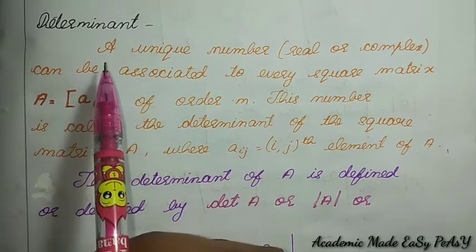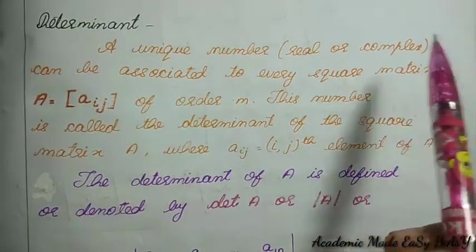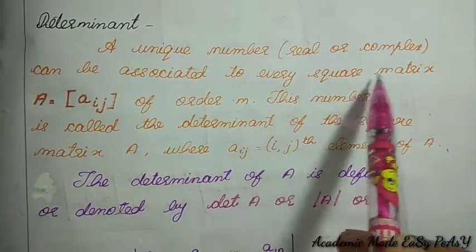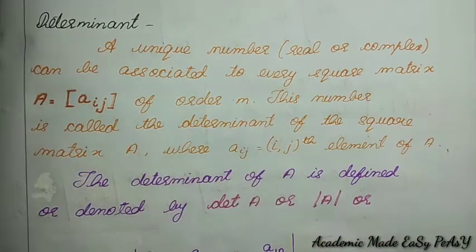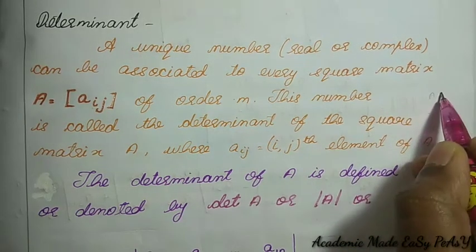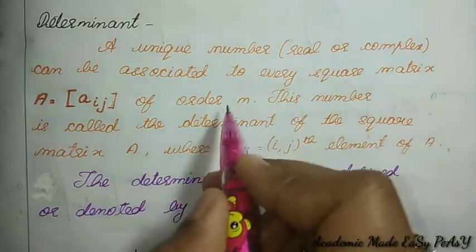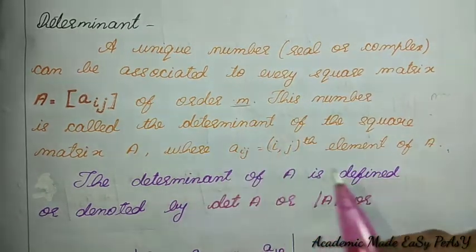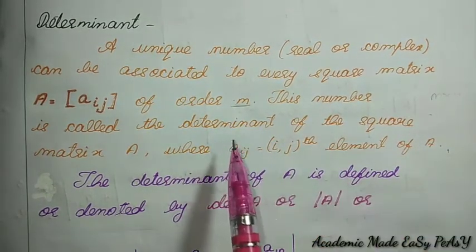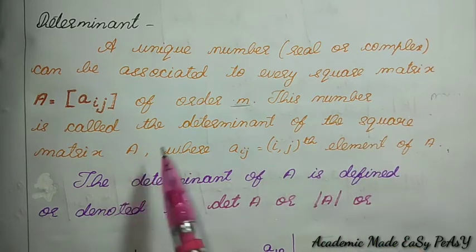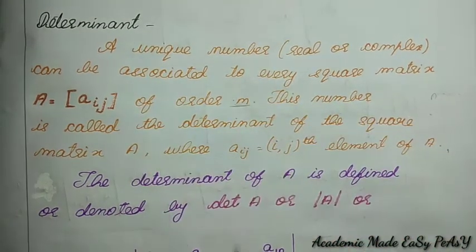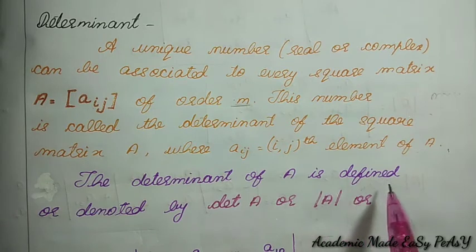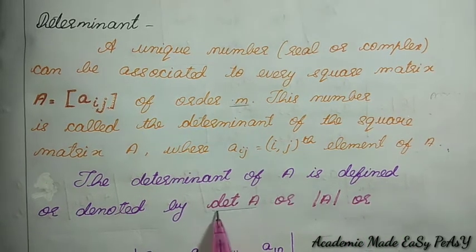Definition for determinant: a unique number, real or complex, can be associated to every square matrix A equal to Aij of order m. Since it's a square matrix, m by n can be said as m, so they have given only order m. This number is called the determinant of the square matrix. That is the unique number. I will teach you how to find that. Be patient.